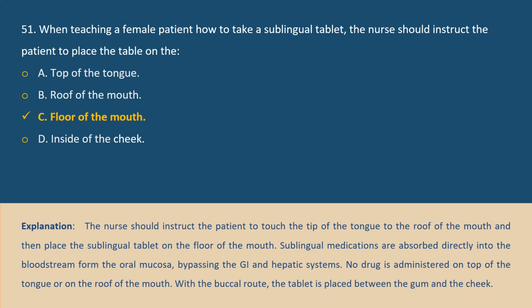Answer C. Explanation. The nurse should instruct the patient to touch the tip of the tongue to the roof of the mouth and then place the sublingual tablet on the floor of the mouth. Sublingual medications are absorbed directly into the bloodstream from the oral mucosa, bypassing the GI and hepatic systems. No drug is administered on the top of the tongue or the roof of the mouth. With the buccal route, the tablet is placed between the gum and the cheek.